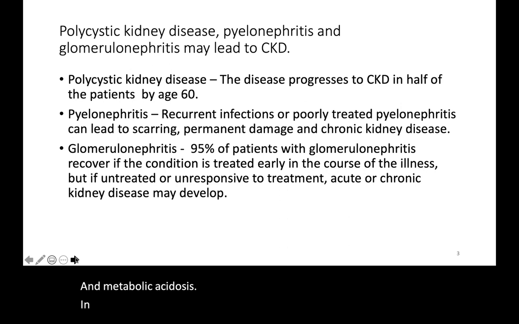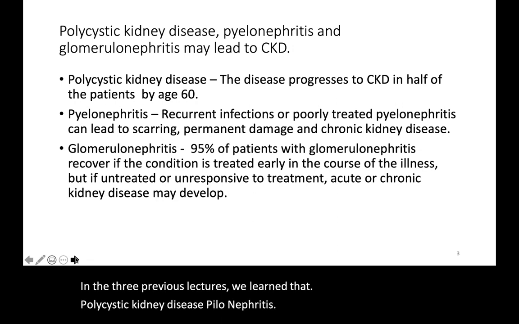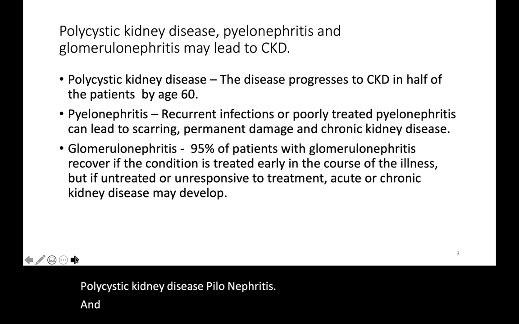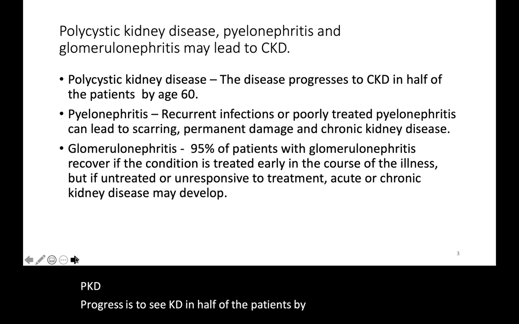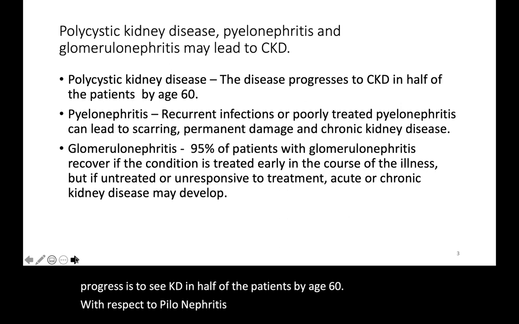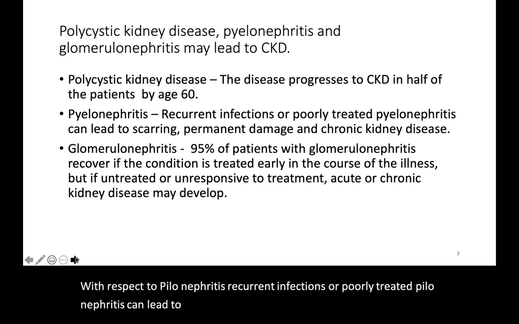In the 3 previous lectures, we learned that polycystic kidney disease, pyelonephritis, and glomerulonephritis may lead to CKD. With respect to polycystic kidney disease, PKD progresses to CKD in half of the patients by age 60. With respect to pyelonephritis, recurrent infections or poorly treated pyelonephritis can lead to scarring, permanent damage, and chronic kidney disease.